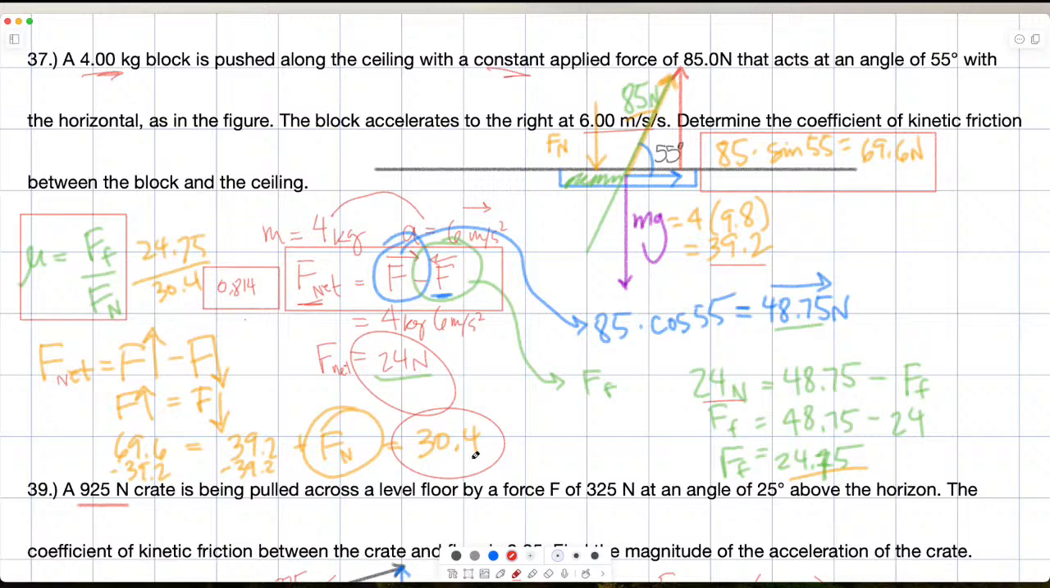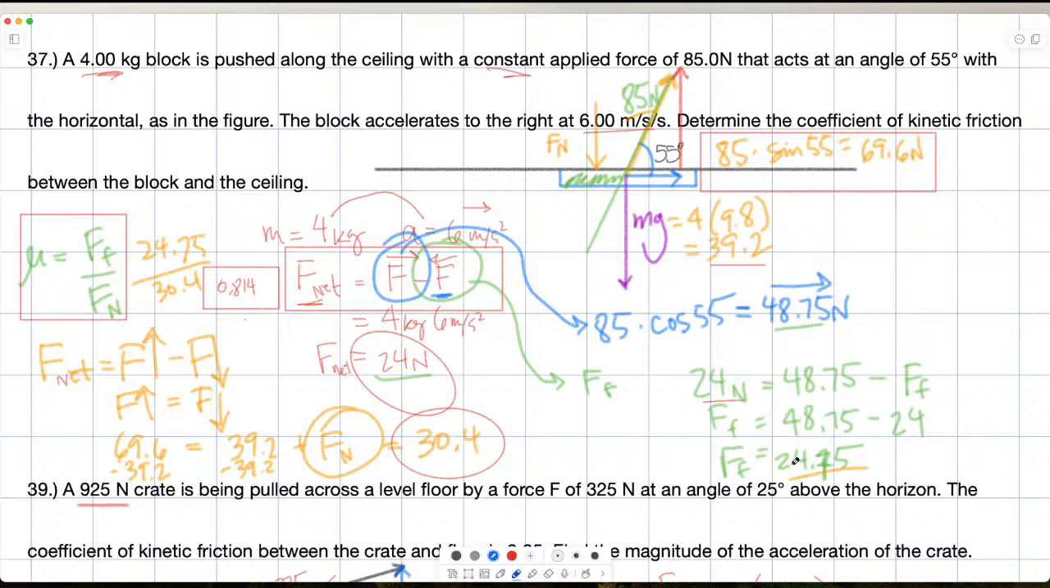So now we take the friction force, which is 24.75. Let me write this in a different color. Let's see here. Hang on. Get my pen. Friction force, which is 24.75. Let's write it in this bright blue, and we'll write it in that size. Oh, wait. Back up. Okay. So here we go.